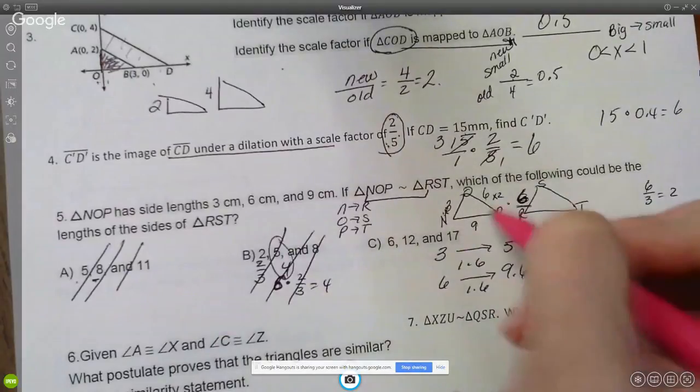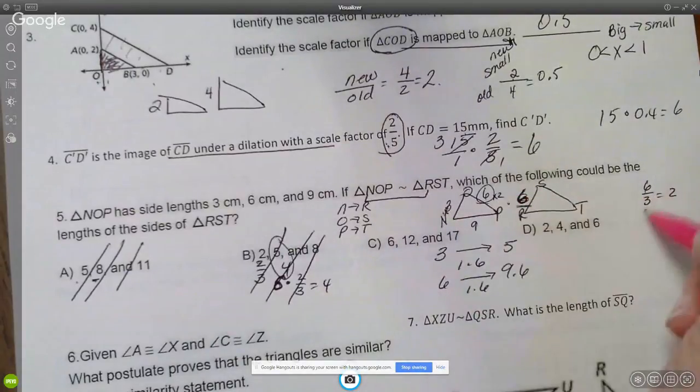So now let me look at the next one. Well, here's 6. What's 6 times 2? Well, 12. So that works. What's 9 times 2? Well, it should be 18. So then we think, well, maybe that one might be it. This doesn't work. That says 17. So let's just double check.